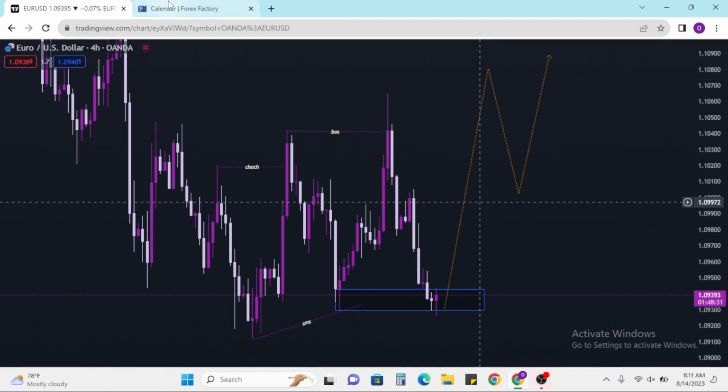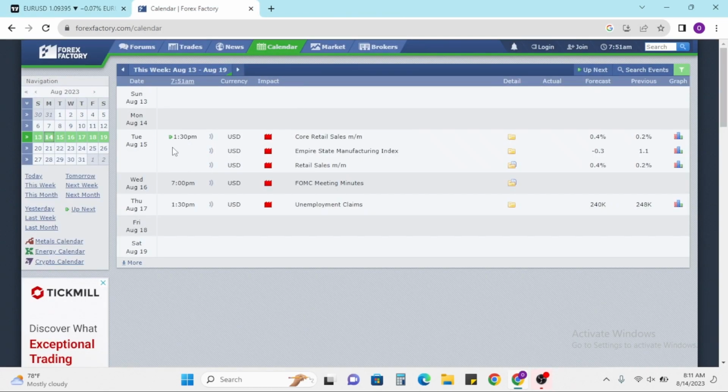But before we go, let us check what the fundamental is saying for this week. Today is Monday the 14th. There is no news today, and on Tuesday we have high impact news on the US dollar at 1:30, and on Wednesday we also have FOMC meeting minutes on the US dollar. There's no high impact news on the euro this week, so it's all US dollar from Tuesday to Thursday. So Monday and Friday are free news days. So trade with caution, and I pray that this week is going to be a profitable week for you. It is all yours.